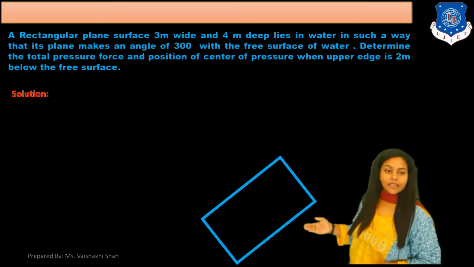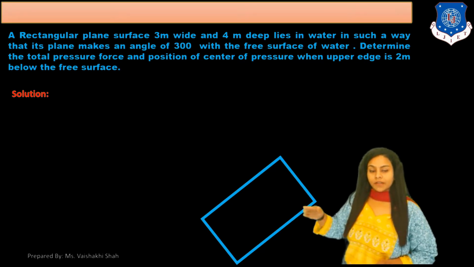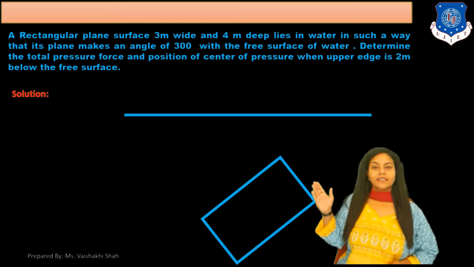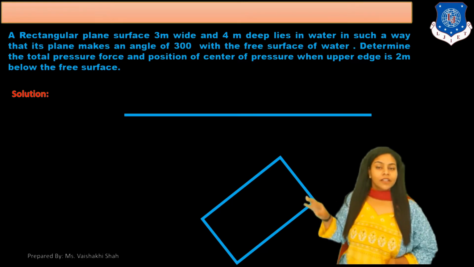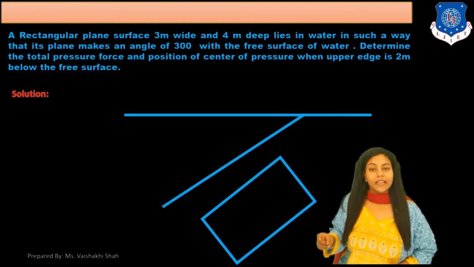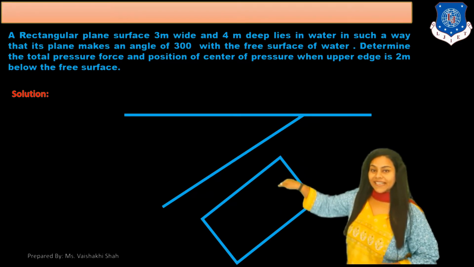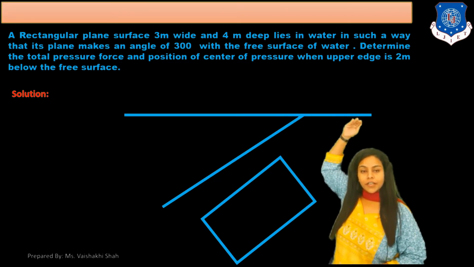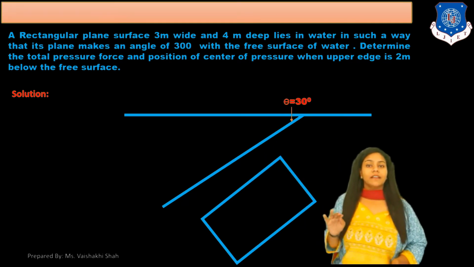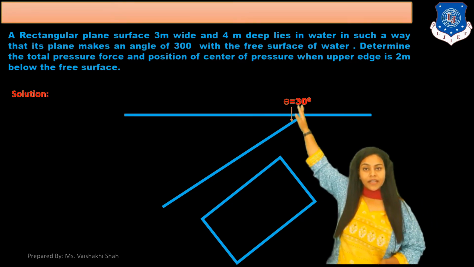So here, as you can see, this is your rectangular body. Width of this rectangle is 3 meter and depth of this rectangle is 4 meter. Now here is the free surface of the liquid. The body is inclined at an angle of 30 degree from the free surface. So this rectangular body is inclined from the free surface of the liquid at an angle of 30 degree. So this angle of inclination is 30 degree.